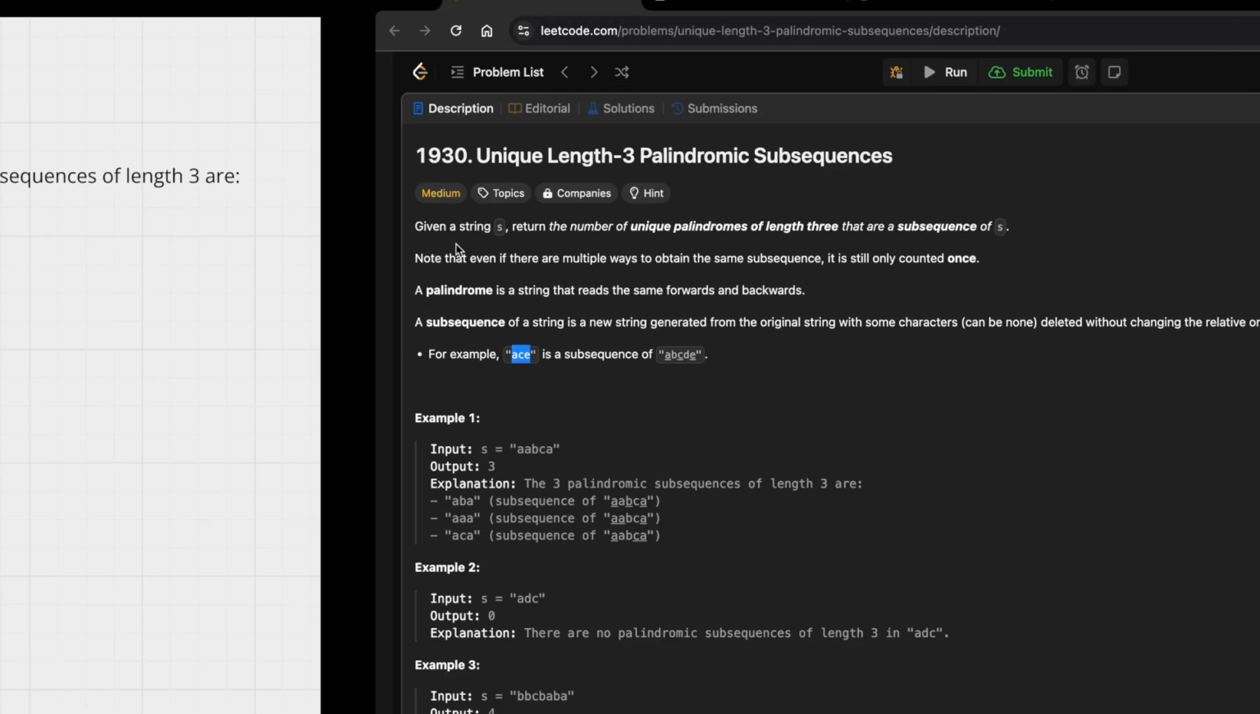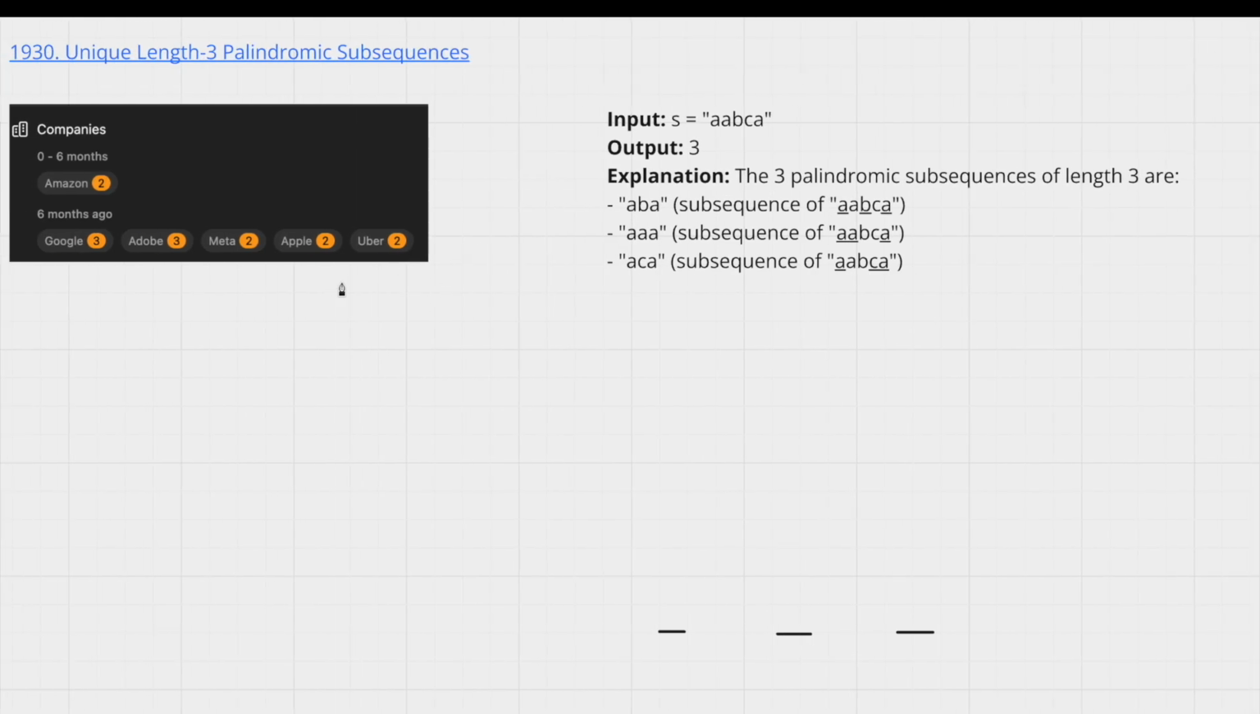This particular question is asked by companies like Amazon, Google, Adobe, Meta, Apple, and Uber. So now let's look into the example. Here we are given a string A, B, B, C, A, and we have to find the unique palindromes of length 3.